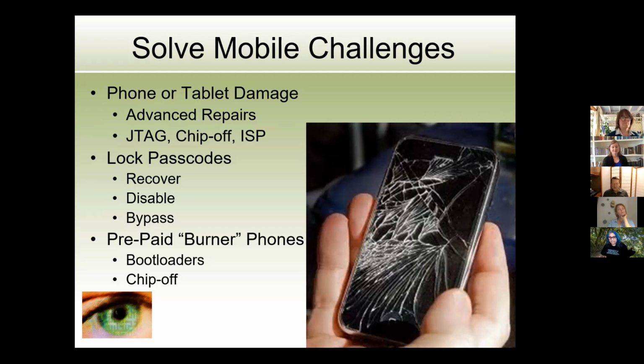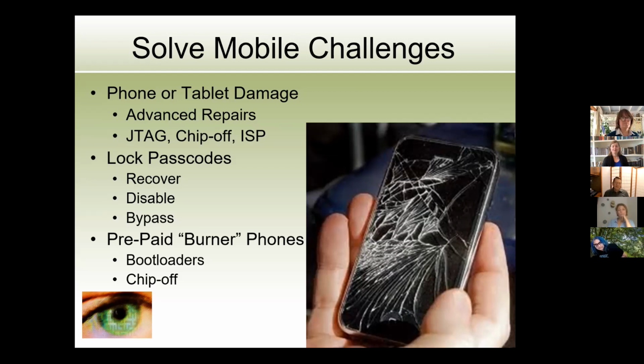But locked passcodes are a huge deal. Recovering a locked passcode is a real problem and can bar you from getting access to a device. So we have tools that allow us, in some cases, to recover the passcode, but quite frankly, it's just as good to disable it and then get into the phone, or even better yet, just bypass it altogether. So we have tools that use all those techniques to try and get past the passcode and get to the evidence itself.